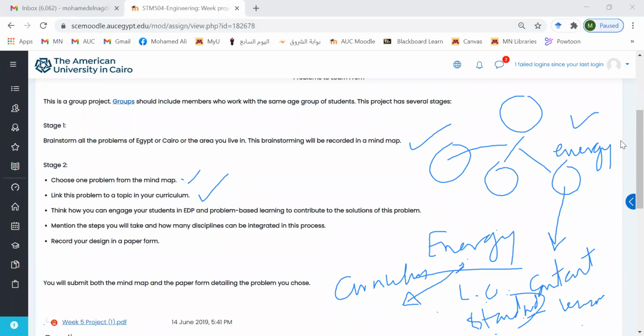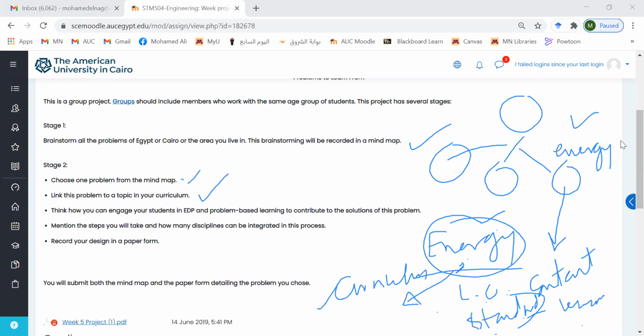So you are a group of four. Each one is trying to find out any connections between energy and the curriculum you are teaching. Is that okay? Just write the topic name. You just select the topic or the lesson. Tell us briefly what the lesson is about.